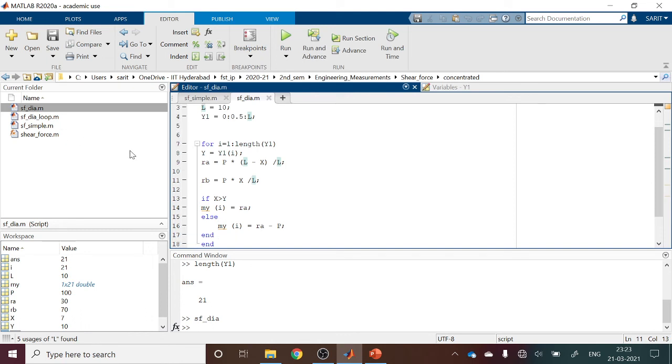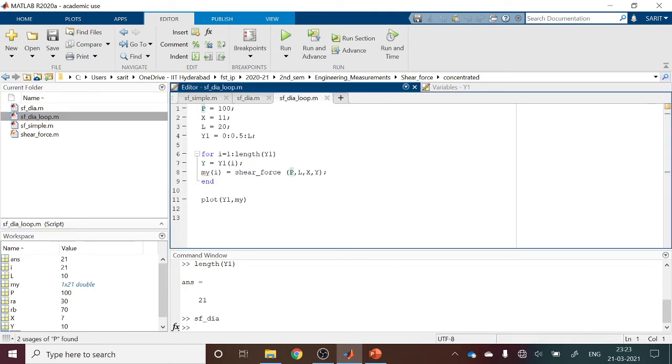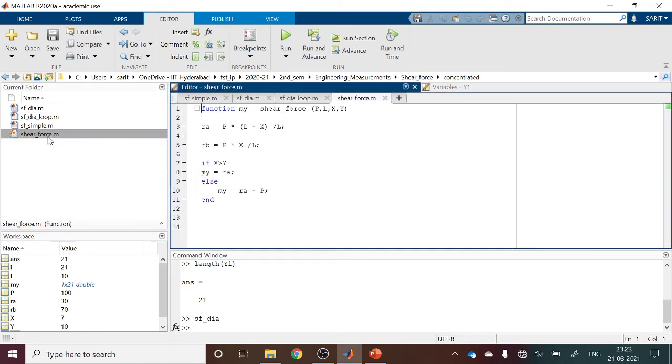Okay. So now this is the loop. If you want to run it, what will happen? Basically we are writing the shear force in a loop, right? That's what I have shown. And this is a function. If you want to use shear force every time iteratively, then it is easy to use a function, right?